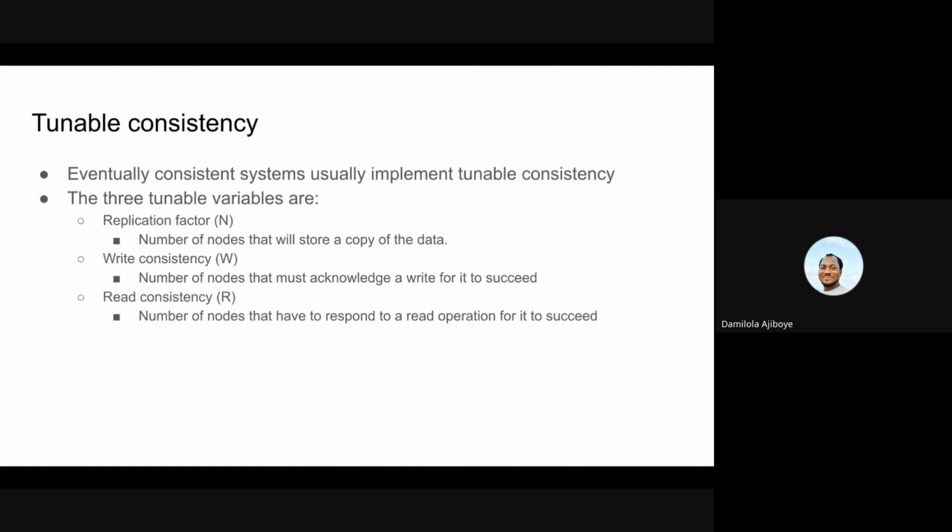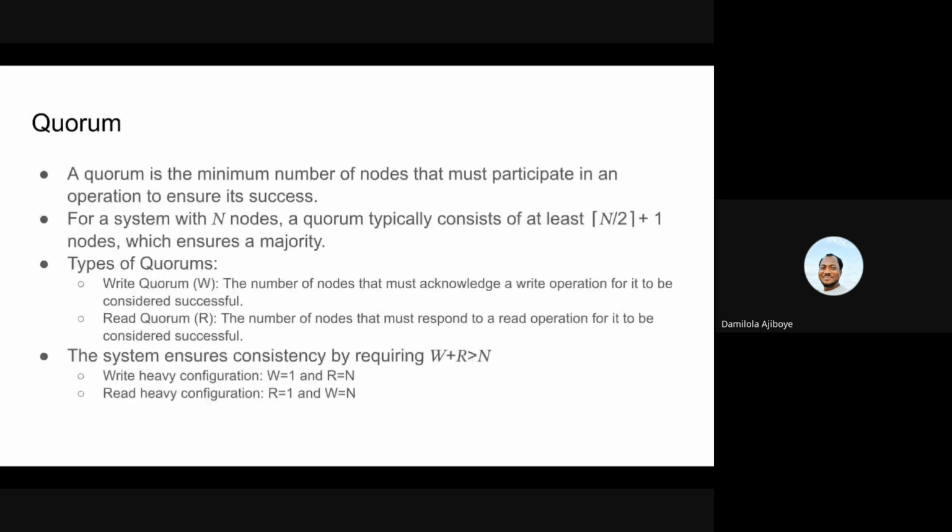Write consistency. So this just means whenever there is a write, for the write to be acknowledged as successful, or marked as successful, how many nodes, how many replicas have to acknowledge that write? And then read consistency is, for a read operation to be successful, how many nodes have to respond to that read request? So we'll look at how some of this tuning can be used.